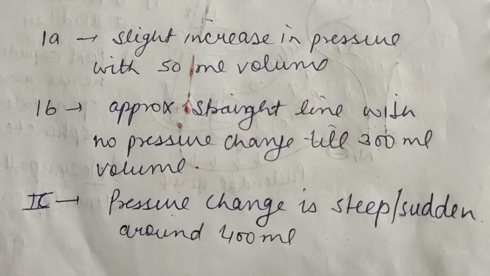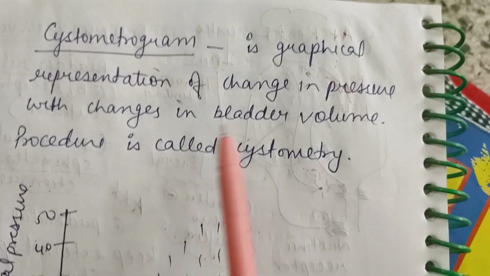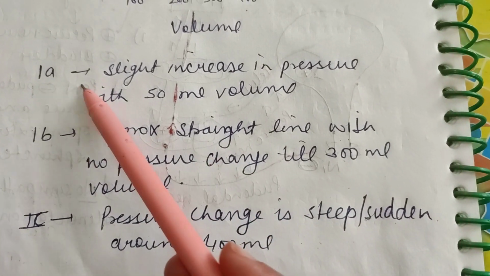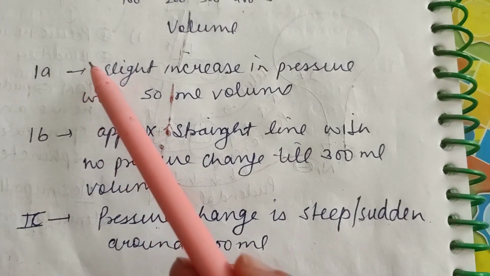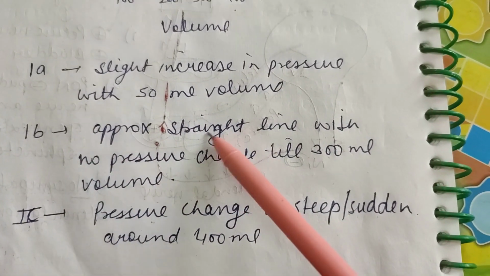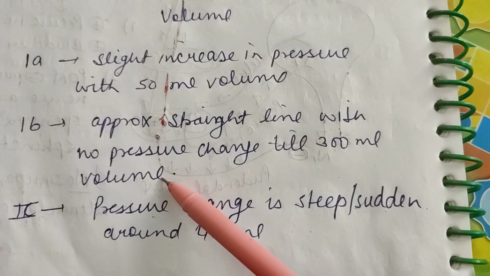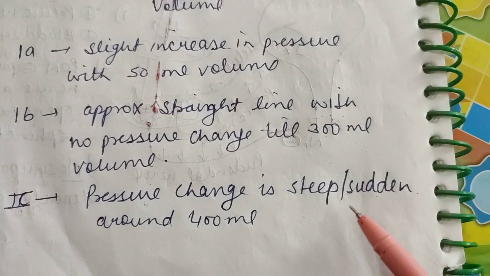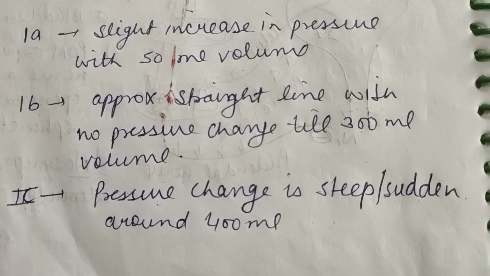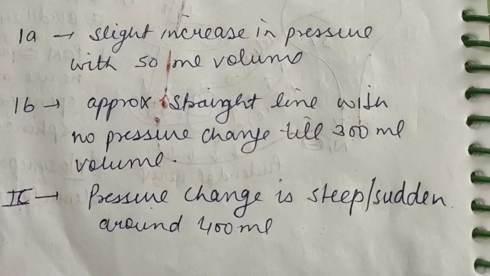So if it comes in your exam, how do you have to explain it? First of all, you have to define the cystometrogram, then you have to plot the graph, and you have to explain the components of the graph as 1A, 1B and 2. 1A is a slight increase with change in volume, 1B is approximately a straight line with no pressure change till 300 ml, and 2 is the pressure change, which is the steep, sudden curve around 400 ml of urine. So that's how you can answer this question of cystometrogram.